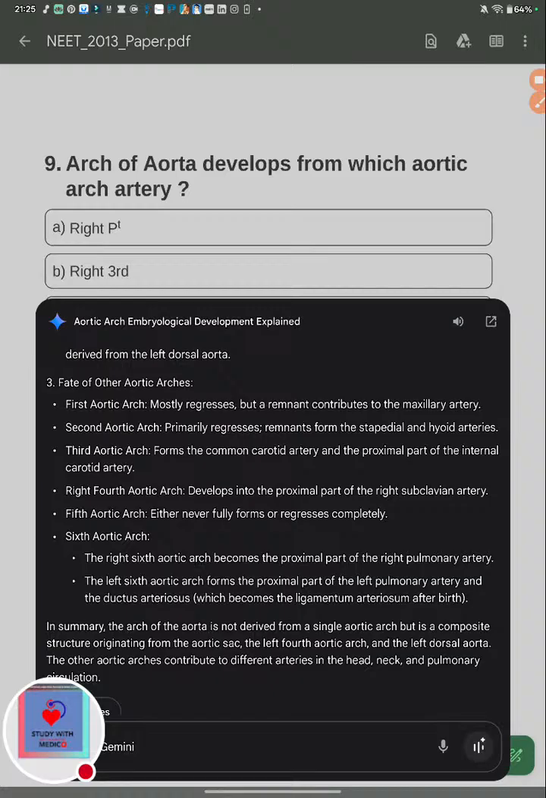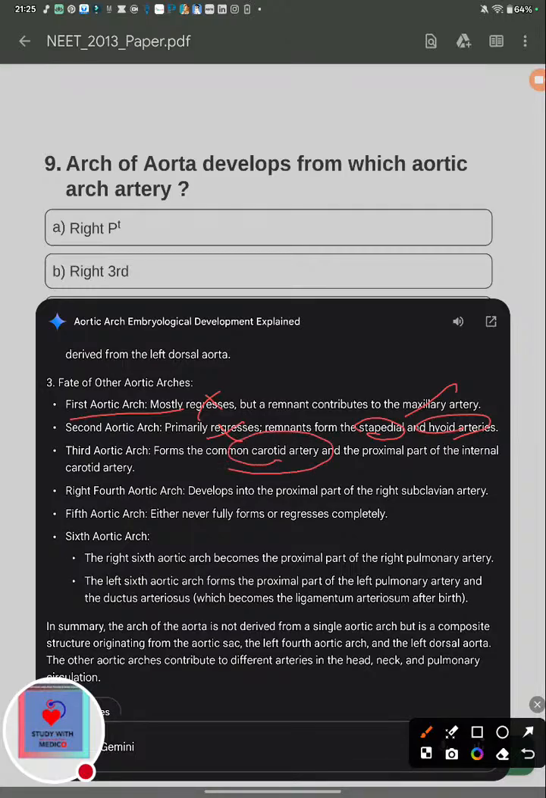So, if you see this, the first one will regress, but it will form the maxillary artery. The second one regresses, with remnants forming the stapedial and hyoid artery. The third one forms the common carotid artery and the proximal part of the internal carotid artery. The fourth aortic arch, the right one, develops into the proximal part of the right subclavian artery. The fifth aortic arch is not fully formed, not regressive.